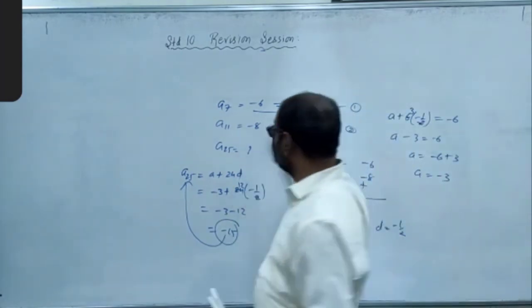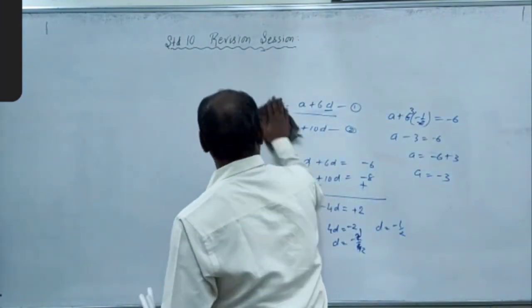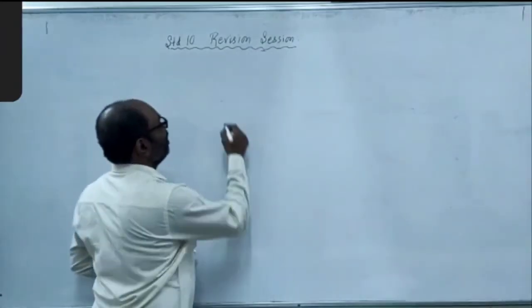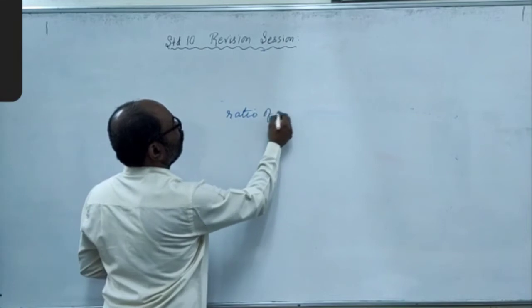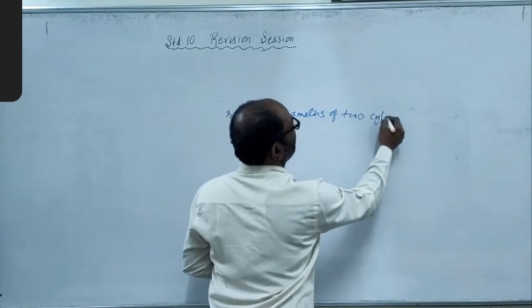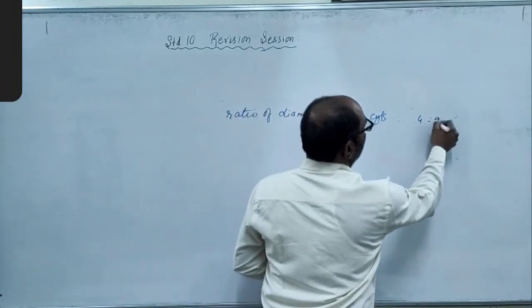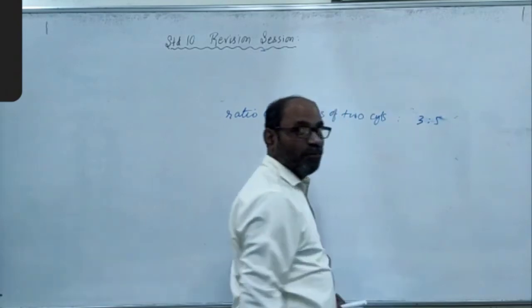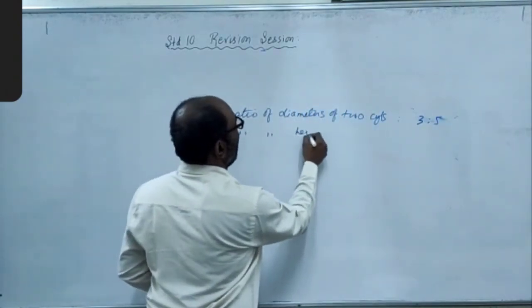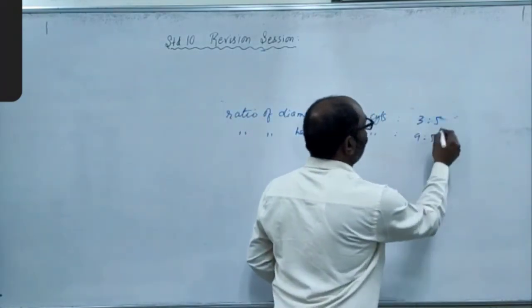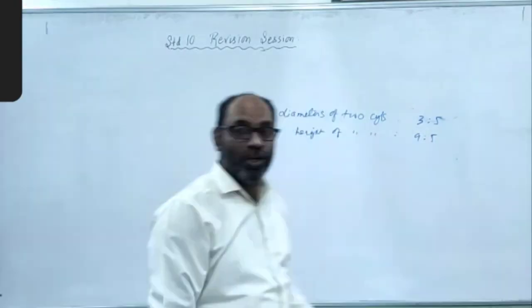Okay. Next. Children, the ratio of diameters of two cylinders is, sorry, it's 3:5. It's given 3:5. And the ratio of heights of these two cylinders is 9:5. Then what is the ratio of their volumes?